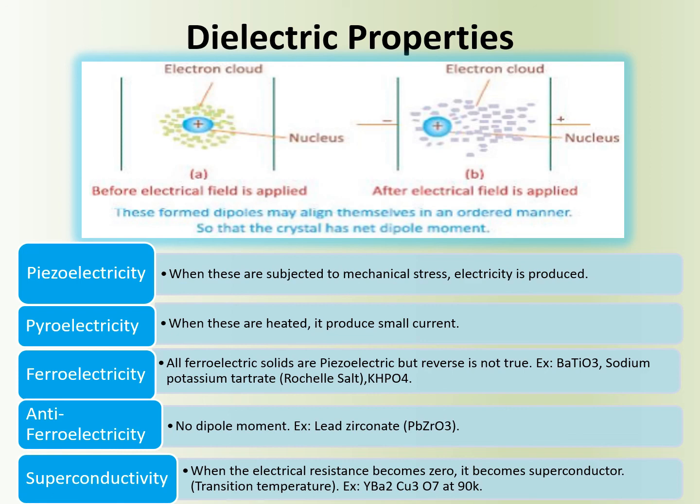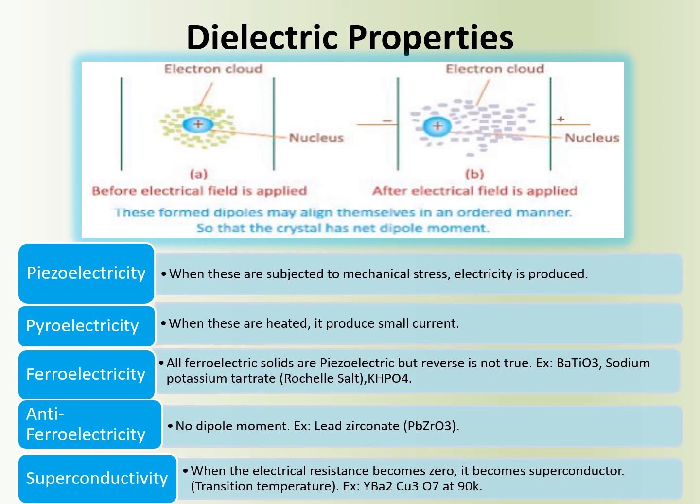Antiferroelectricity. Antiferro means there is no dipole moment, so no electricity in that. As I already said for magnetism, one is cancelled by the other. Both compensate each other, and the dipole moments cancel each other, so there is no net dipole moment. For example, lead zirconate.